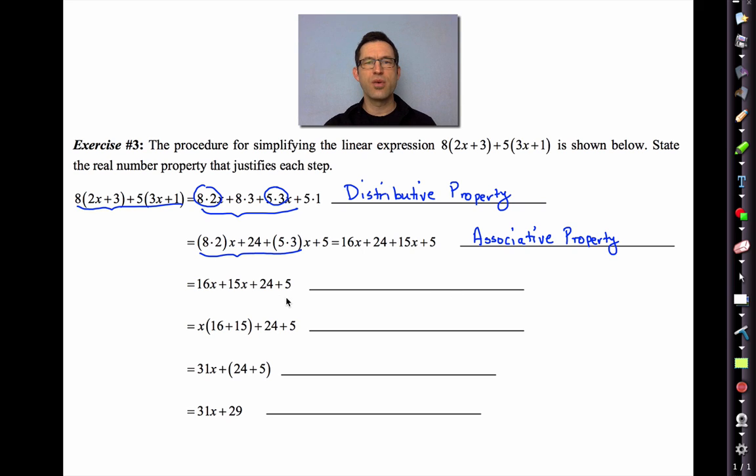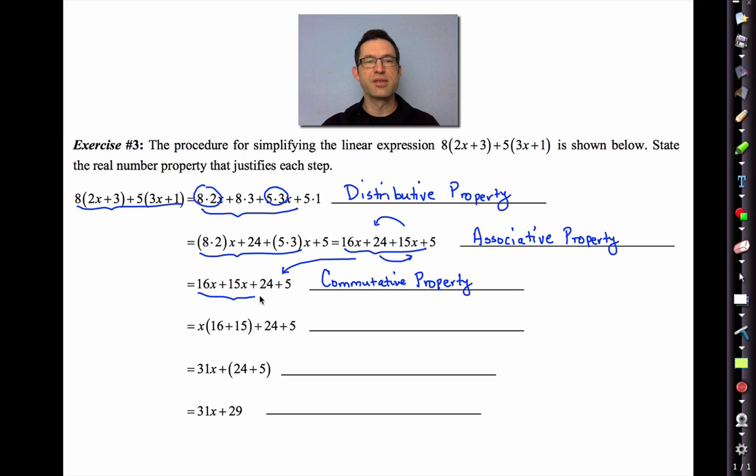All right, so now what's the next thing I want to do? The next thing I want to do is really compare this to this. And what do I have here? I have 16 times x plus 24 plus 15 times x plus 5. And now what I've done is I've actually flip-flopped these two terms, so I have 15x plus 24 instead of 24 plus 15x. That is the commutative property, technically of addition, but we're just going to call it the commutative property.